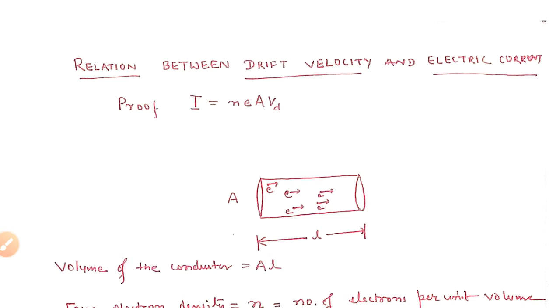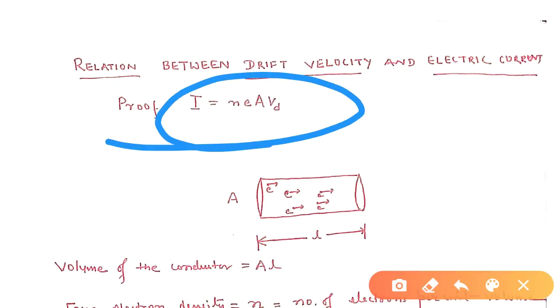Today the topic is to find out the relationship between the drift velocity and electric current. And the expression is I = nAeVd, where Vd stands for the drift velocity.